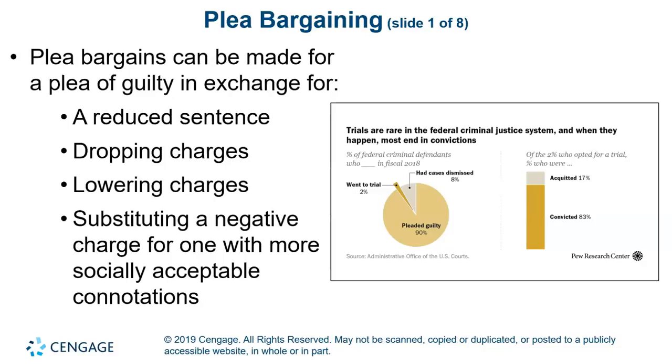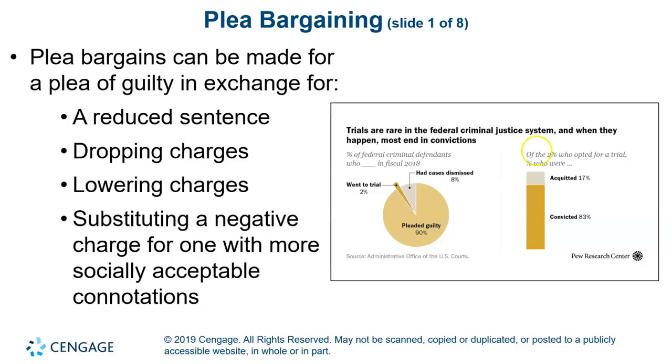Or substituting a negative charge for one with a more socially acceptable connotation, like maybe a plea bargain for, instead of DUI, it could be some other type of charge, like reckless driving or something. So, I mean, these are examples.